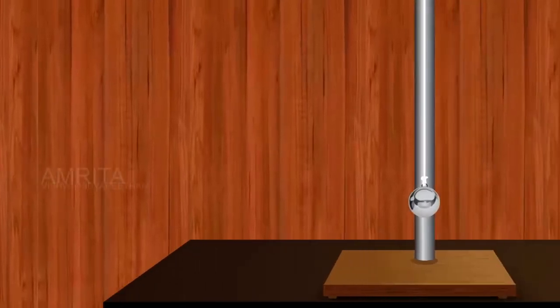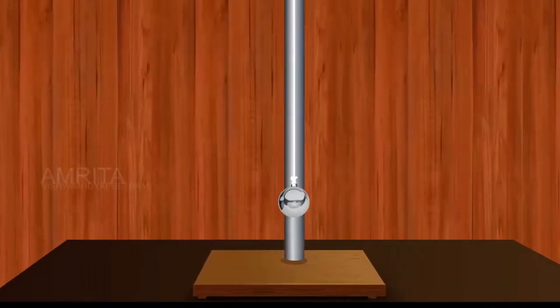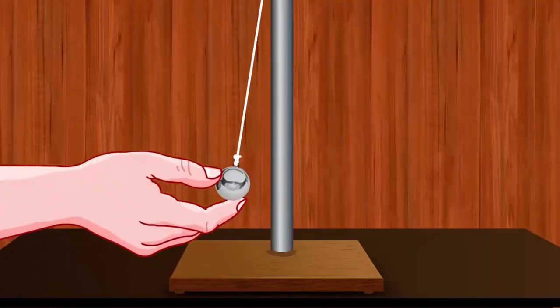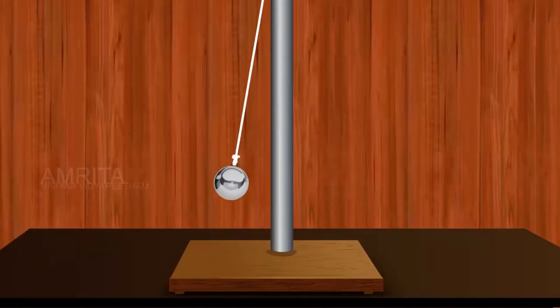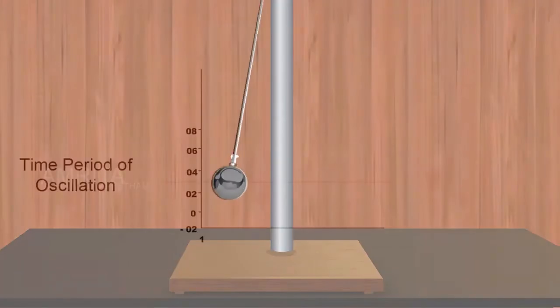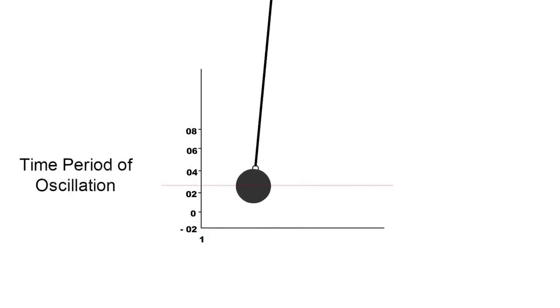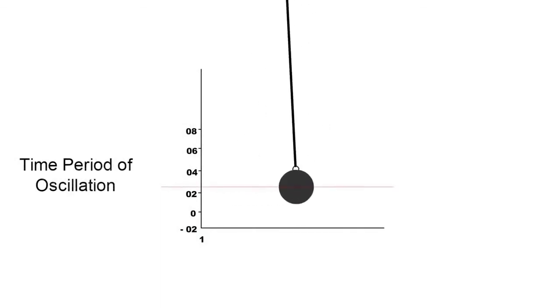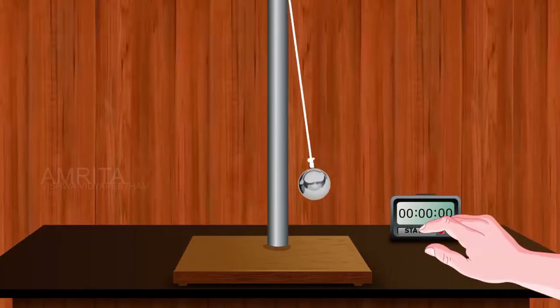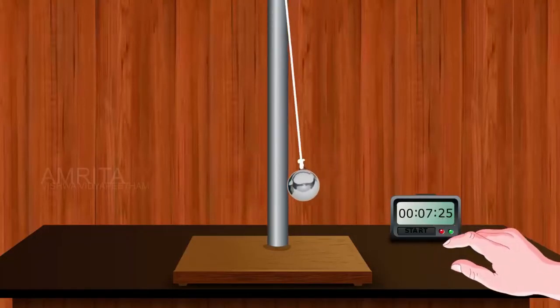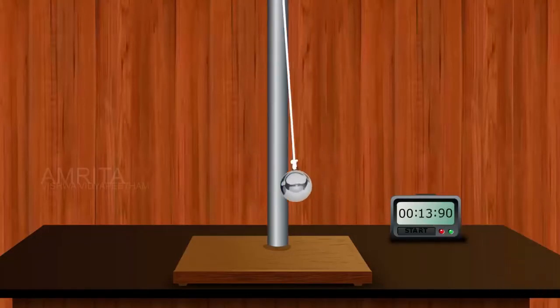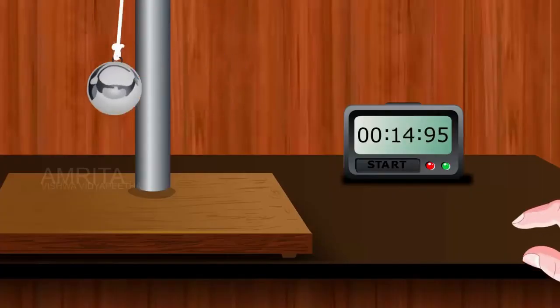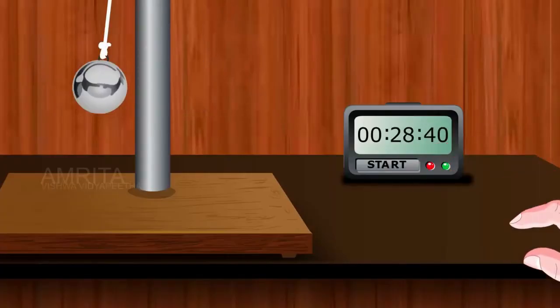Displace the small bob from equilibrium and let it oscillate. It oscillates, a simple pendulum. Let's study the motion of the simple pendulum. Switch on the stopwatch and measure the time taken for 20 oscillations. Now, find out the time period of oscillation.